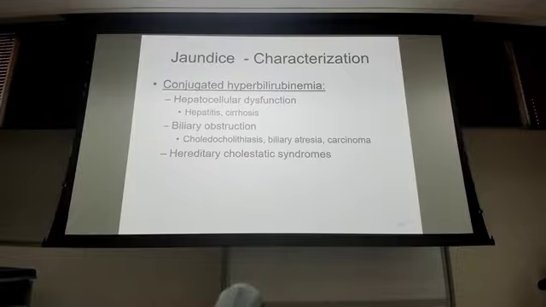So conjugated hyperbilirubinemia: too much bilirubin, and it's already been conjugated. That can be hepatocellular disease. Once again, this can be hepatitis, cirrhosis. We're going to get into each of those. So an infection of the liver, or cirrhosis, chronic damage to the liver. Those can both lead to an increase in conjugated hyperbilirubinemia leading to jaundice, or biliary obstruction, which is cholelithiasis. Anybody know what that is? Hopefully, it's a gallstone, right? A gallstone in the common bile duct.